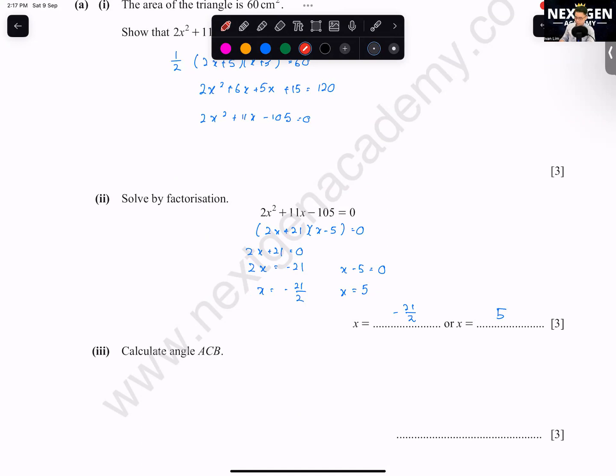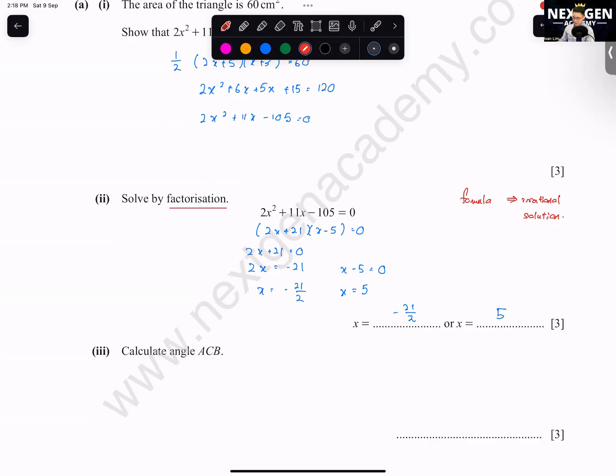They already say solve by factorization, not by formula. You only use the formula if your solution is irrational. Normally that's the case, or if they ask you to. Here they say factorization already, so don't go and use the formula.